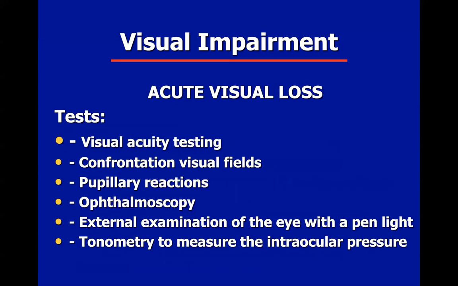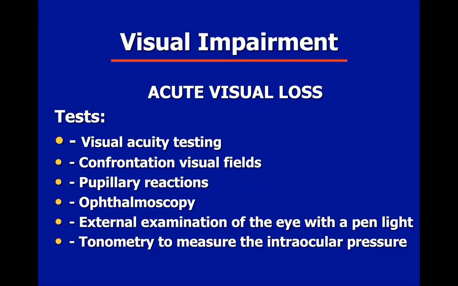Then, of course, we do our tests. Now, as you see here, we have tests, and all of them are important. Visual acuity testing you have to do, confrontation visual fields, pupillary reactions, ophthalmoscopy, which I talked about, external examination of the eye with a pin light, and your tonometry to measure the intraocular pressure.